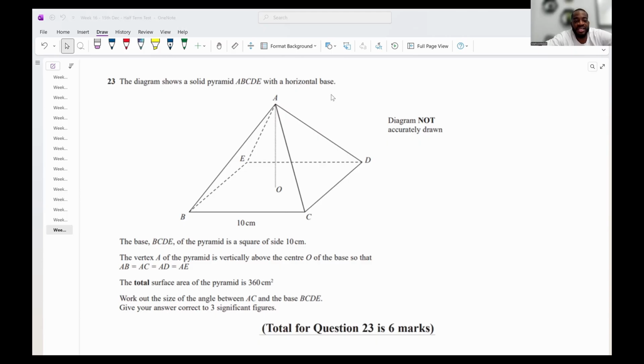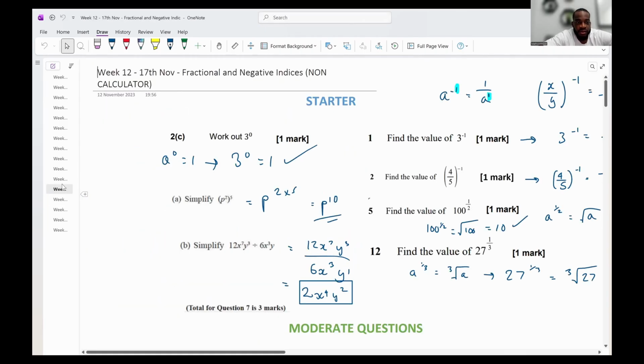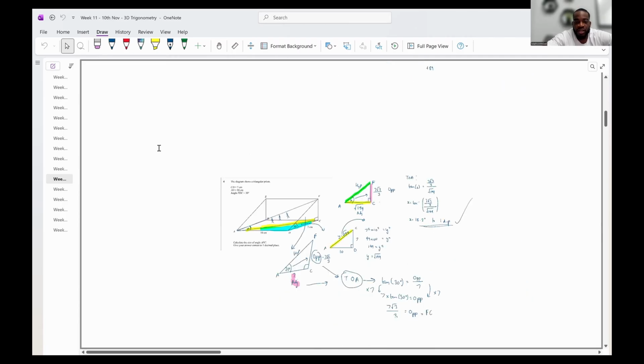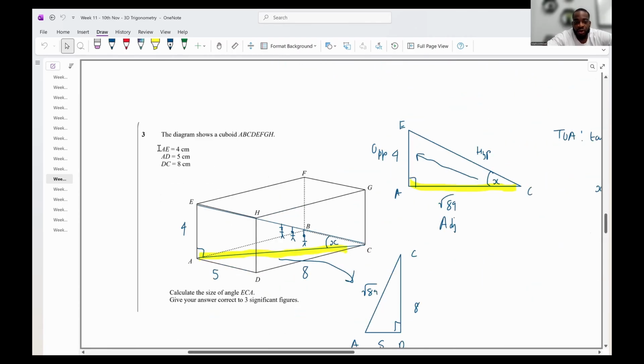Okay. What topic is this though? What topic would we say this is? Remember, we did it a couple of weeks ago. 3D trigonometry, we did it a month ago. Do you remember, guys? These type of questions, 3D trigonometry, where you've got a 3D object that asks you about the angle, right?